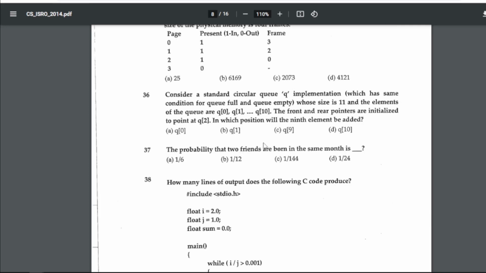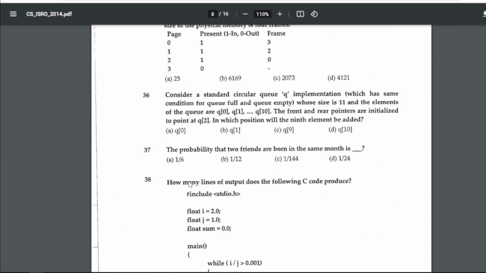36 is: consider a standard circular queue implementation which has the same condition for queue full and queue empty, whose size is 11 and the elements of the queue are Q0, Q1 up to Q10. The front and rear pointers are initialized to point at Q2. In which position will the ninth element be added? So for 36, our answer will be A, that is Q0, right?